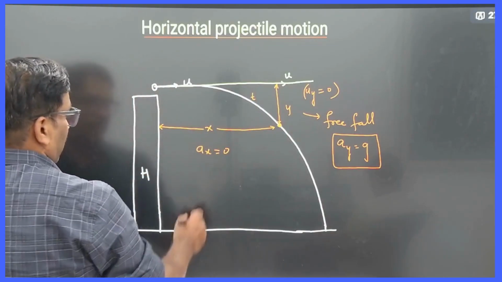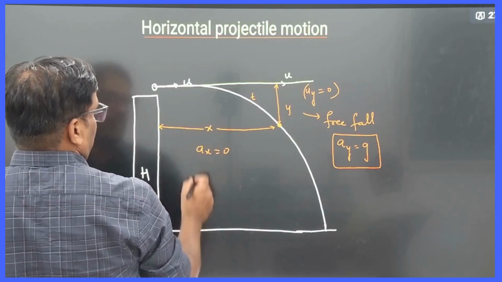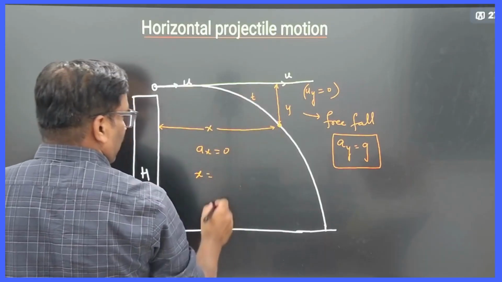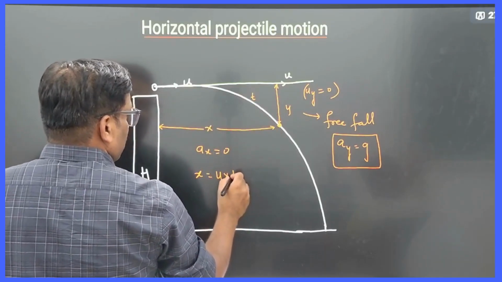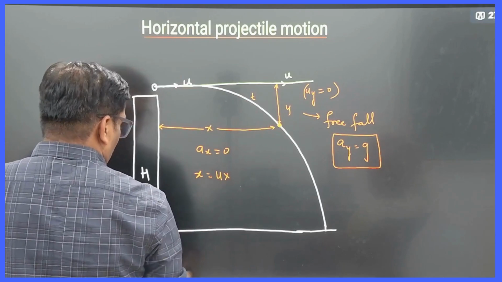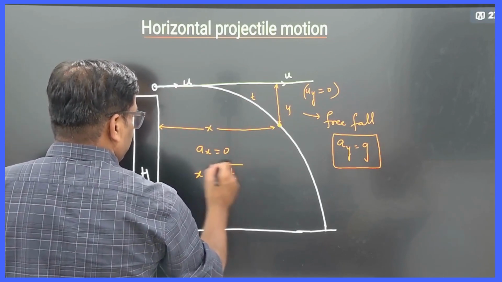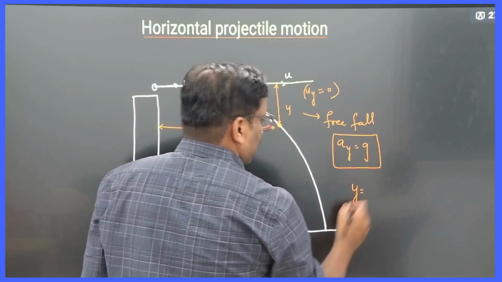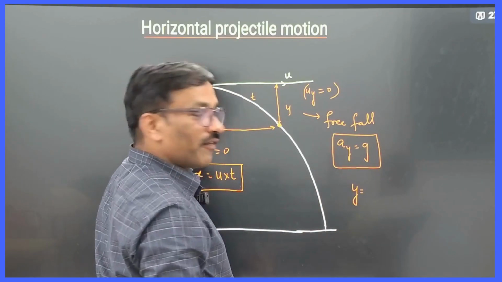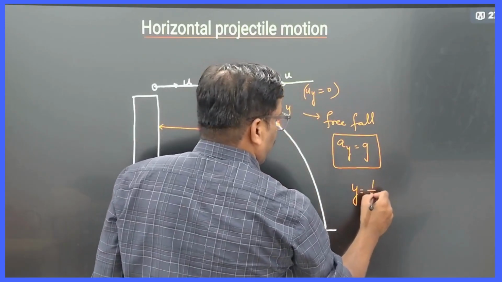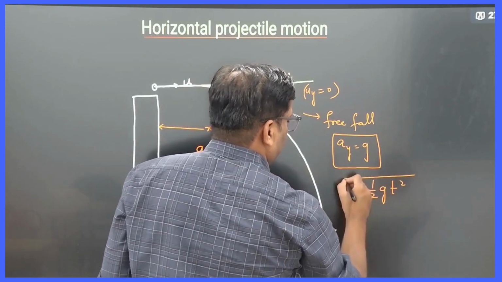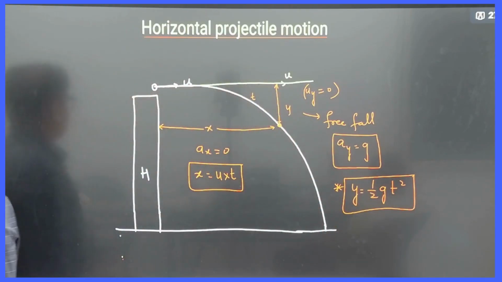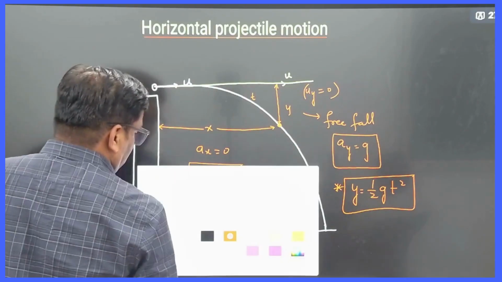This x distance you can write down. Because acceleration is not there, the distance travelled is the speed with which you are throwing multiplied by the time taken to reach here, u into t. So this will be your horizontal distance. Now what is the vertical distance? It is free fall, so y is equal to ut plus half g t square. u was 0, therefore 1 by 2 g t square will be your displacement along the y-axis.